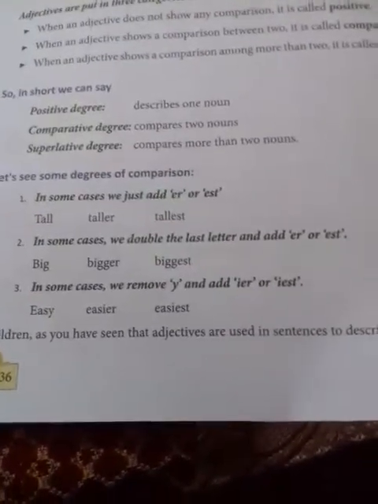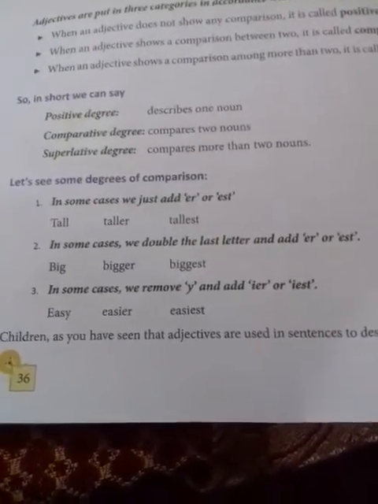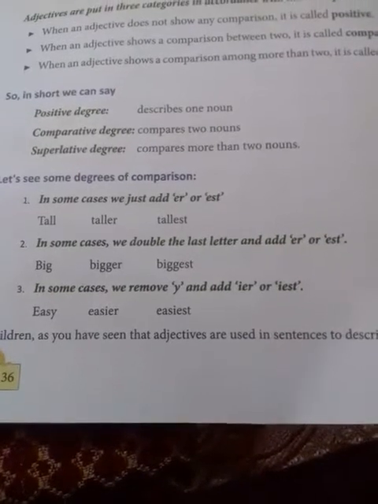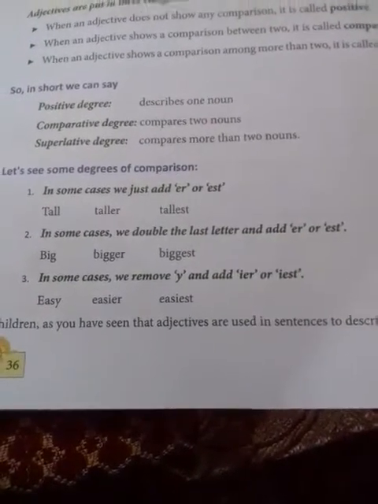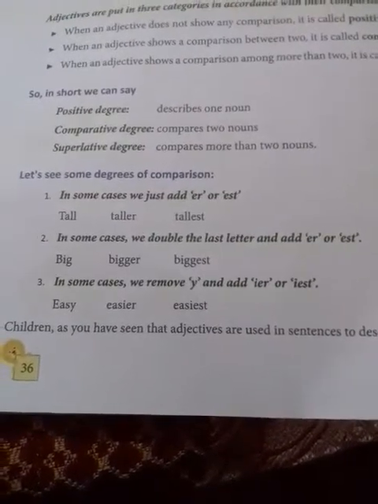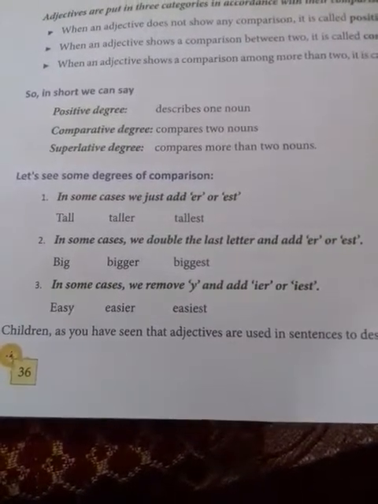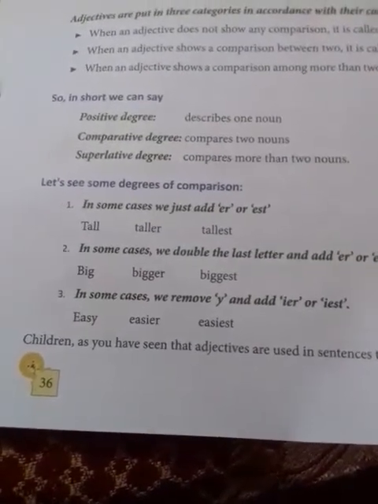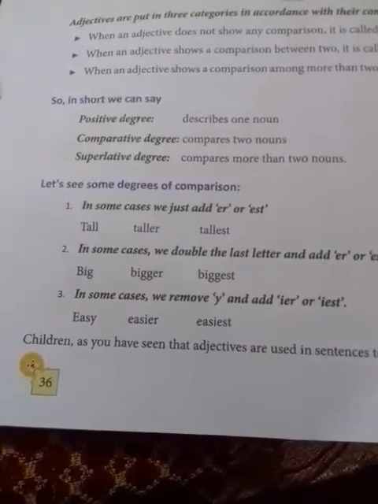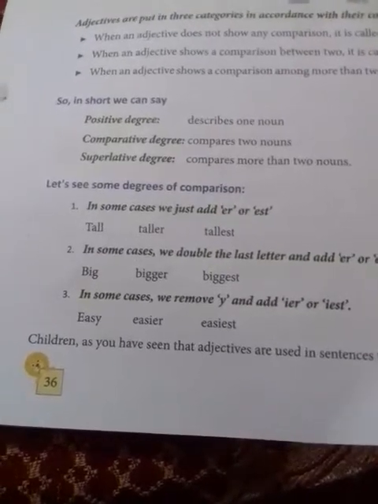Now have a look at the example, that how we will change the degrees of comparison. In some cases we just add er or est, that is tall, taller, tallest. From the one single word, tall, when we are comparing between two persons, we will use taller. And in the third, superlative degree, we will use tallest.